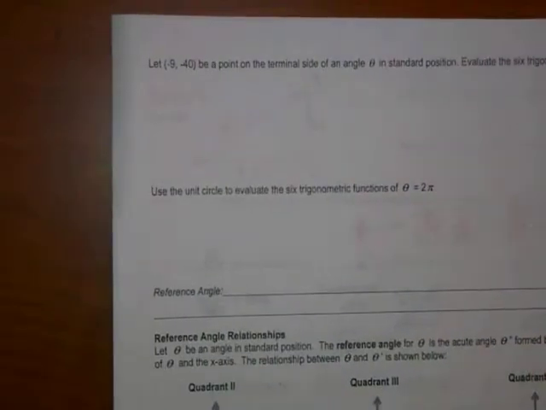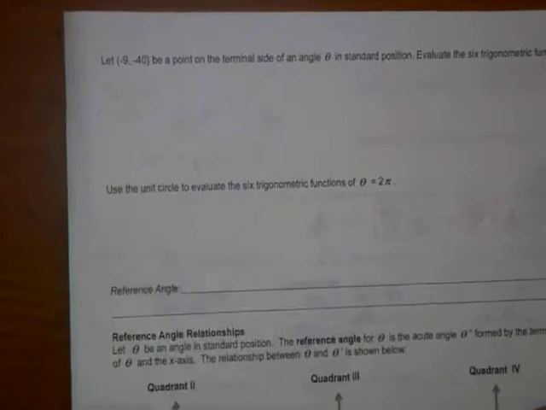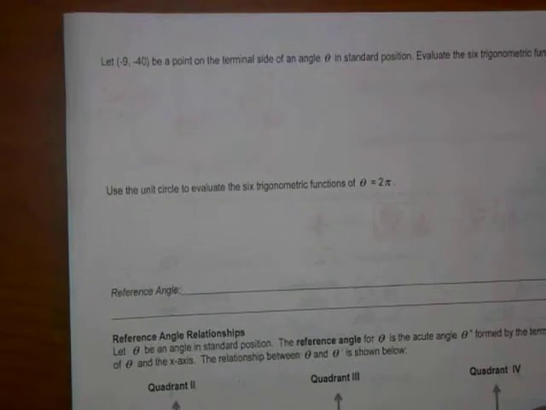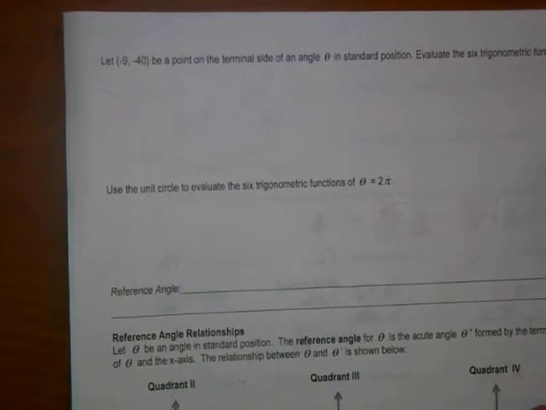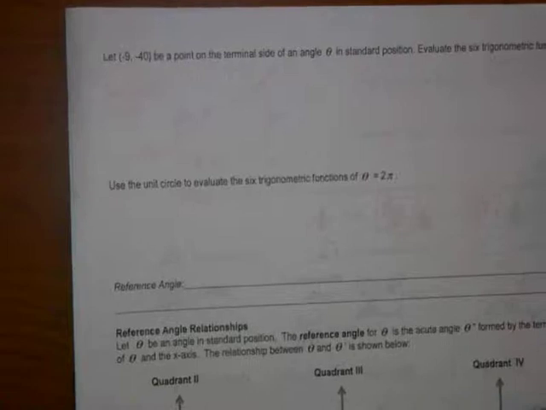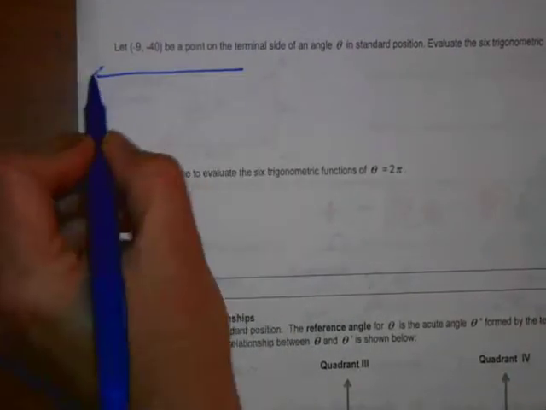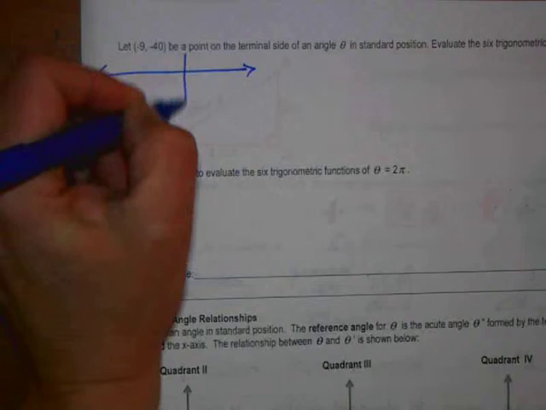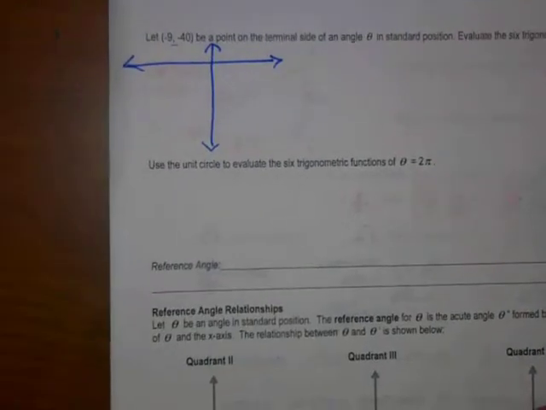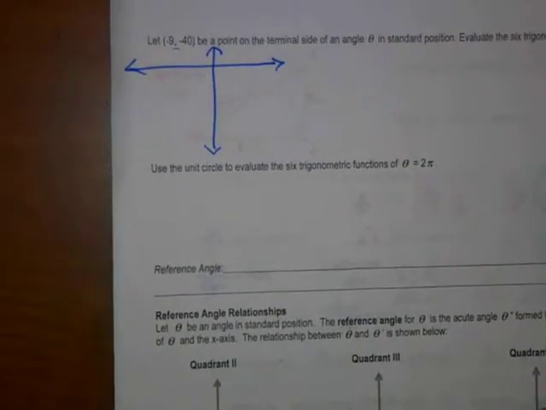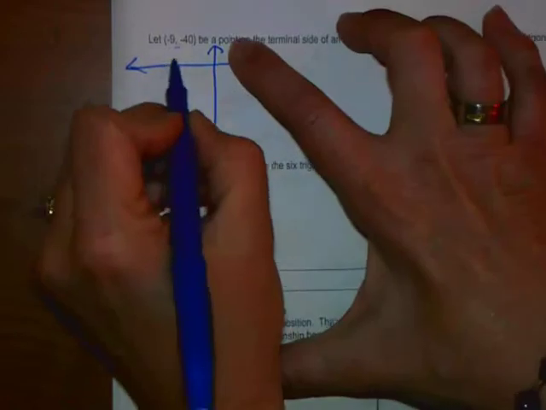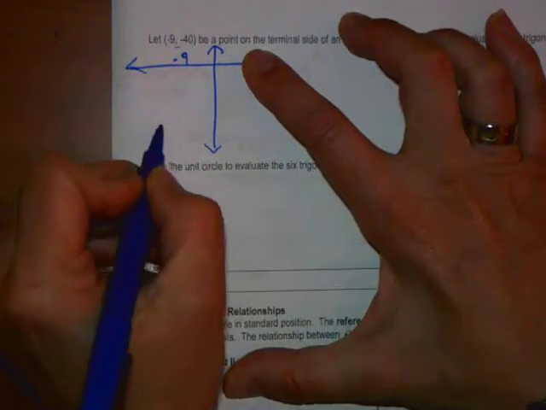Alrighty, let's have some fun. You ready? I'm ready. Let (-9, -40) be a point on the terminal side of angle theta in standard position. Evaluate the 6 trig functions of theta. Well, the only way I can do this is draw a picture. So, I'm going to draw an x-axis up here and a y-axis. And since both of my coordinates are negative, it's going to be in quadrant 3. Correct? Okay? So I know that I've got to go over -9 and down 40.